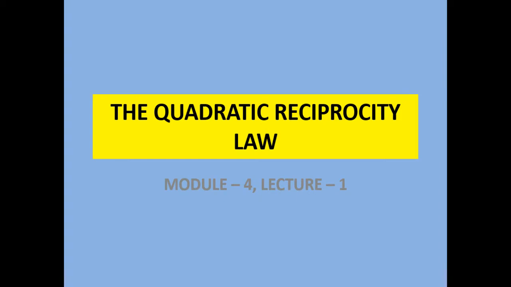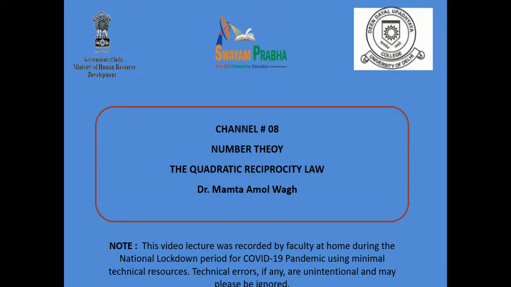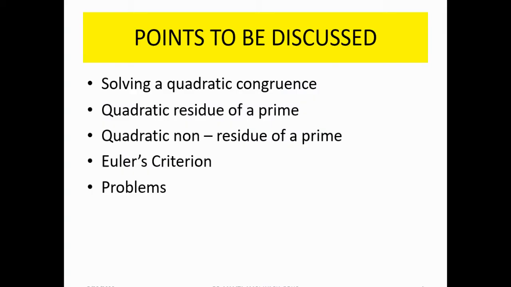And in today's lecture we are going to see the quadratic reciprocity law. So these are the points which we are going to discuss in today's lecture. First of all we are going to see how to solve a quadratic congruence. Then we will define quadratic residue of a prime and quadratic non-residue of a prime. Then we will prove Euler's criterion and we'll also discuss some problems based on these things.